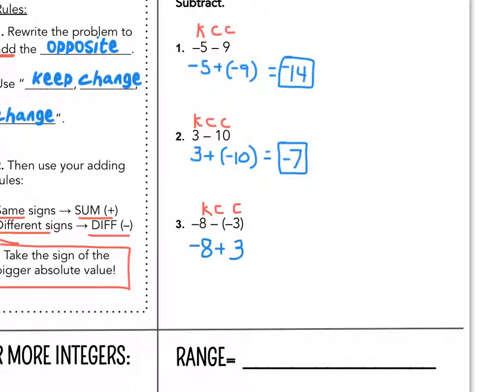Okay, so now we can use our adding rules. In this case, we have different signs, a negative and a positive, so we find the difference. The difference between 8 and 3 is 5, and the bigger absolute value is negative, so the answer is -5.